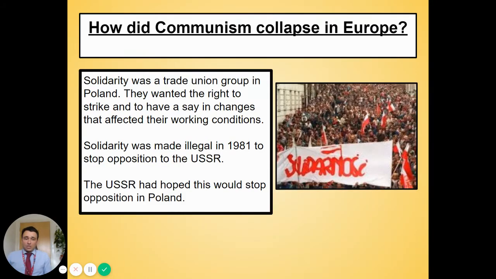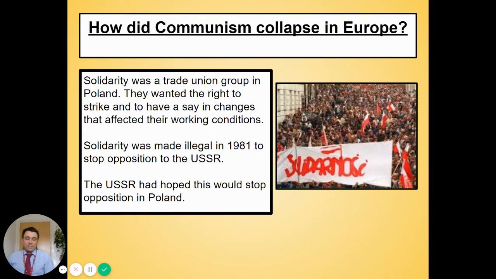So it all starts off in Poland with Solidarity. Solidarity was a trade union group. It was full of workers who basically wanted more of a say in the workplace. They didn't want the Communist Party to control everything in the factories. They wanted the right to go on strike and to have a say in changes that affected working conditions. As you can imagine, the Communist Party didn't like the idea of this at all. They wanted complete control. They didn't want the workers to have a voice.